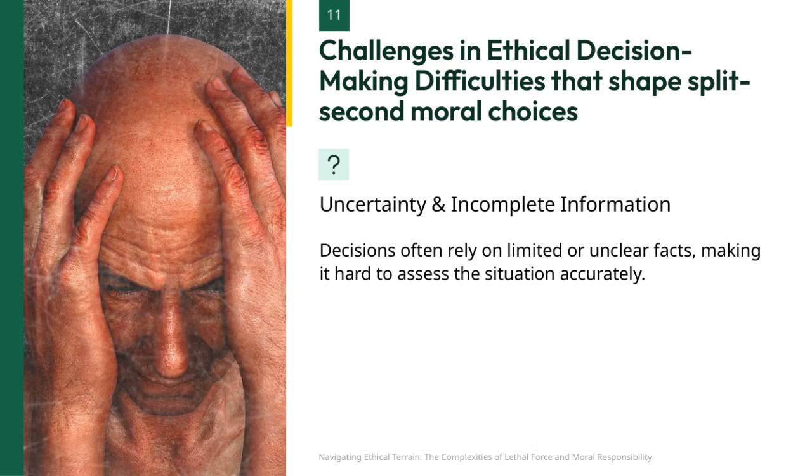When it comes to ethical decision-making, one of the biggest challenges we face is dealing with uncertainty and incomplete information. Often, we have to make choices with only partial facts or unclear details. This makes it difficult to fully understand the situation and predict the consequences of our decisions. It's like trying to solve a puzzle without all the pieces. It forces us to rely on judgment and intuition, which can be tricky when moral stakes are high. This image here really captures that feeling of distress and contemplation that often accompanies these tough moments.